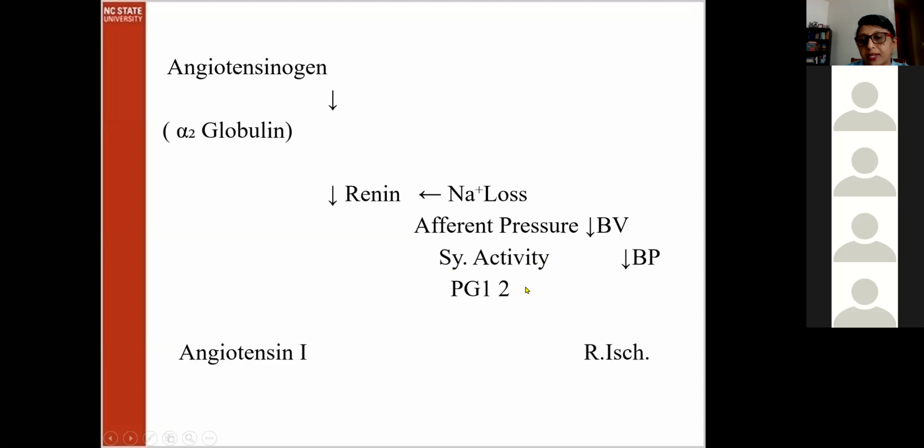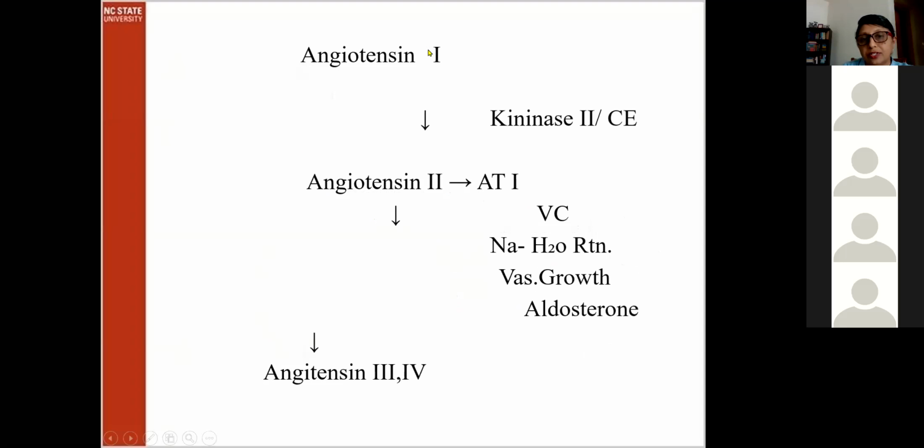PGI2 means prostaglandin I2. This causes vasodilatation. So again, there will be a decreased BP, which may stimulate the release of renin. And also, whenever there is sodium loss, there will be increased renin secretion, and this renin will convert angiotensinogen to angiotensin 1. And angiotensin 1 is converted to angiotensin 2. This is our main product. Angiotensin 1 to 2 is by the enzyme angiotensin converting enzyme.